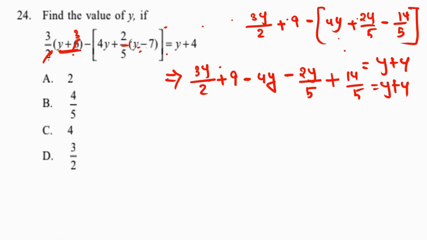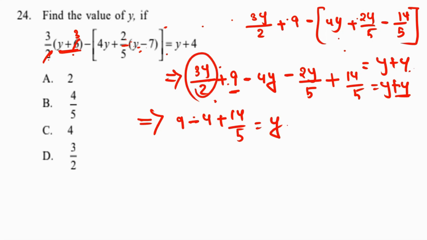This is it. Now let's bring the like terms on one side and the unlike terms and the numbers on the other side. So we can leave the numbers on this side, 9. This plus 4 would switch and become minus 4, and plus 14/5 stays over here. Next we have y on the right. This 3y/2 would go there, so minus 3y/2.